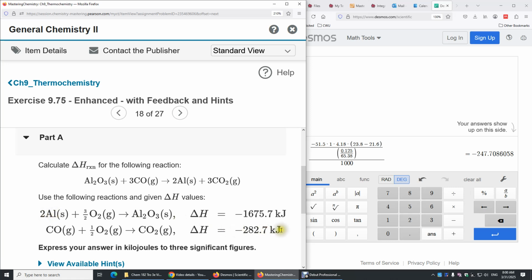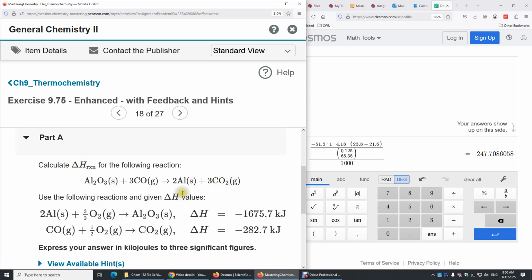Same here, this number means the enthalpy decreases by 282.7 kilojoule per mole CO2 produced or per CO consumed. Alright, let's look at the question. How can we compute the enthalpy of reaction for this?